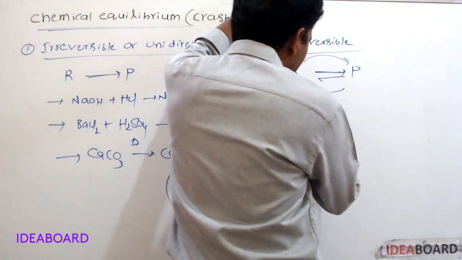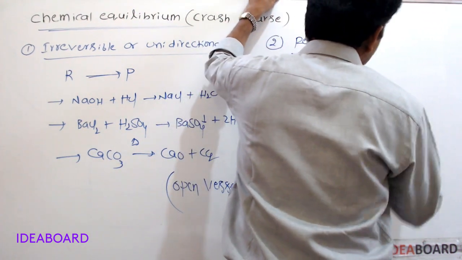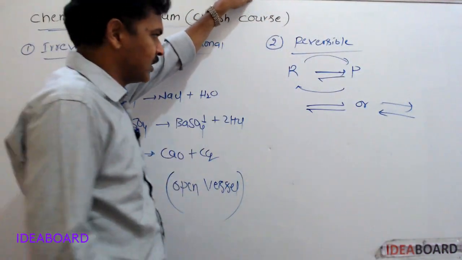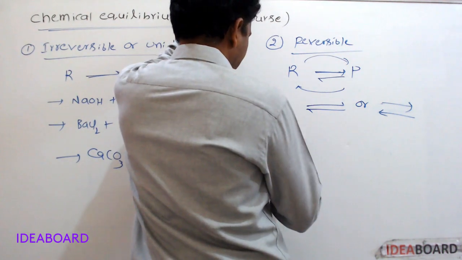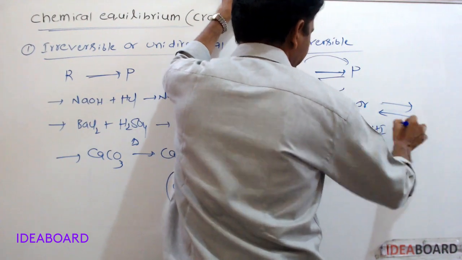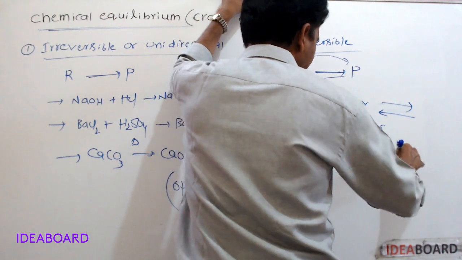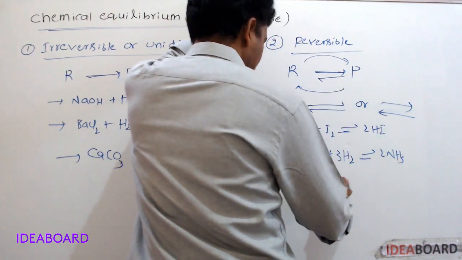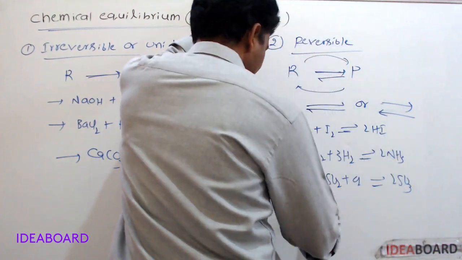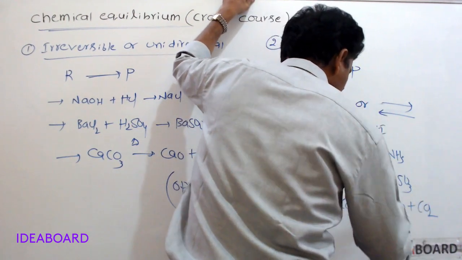The reversible reactions are denoted by this symbol or this one. We have so many examples. H2 plus I2 gives 2HI. N2 plus 3H2 gives 2NH3. 2SO2 plus O2 gives 2SO3. CaCO3 gives CaO plus CO2.